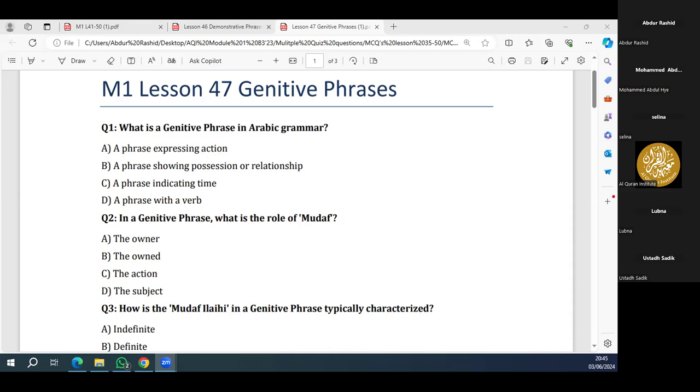In a genitive phrase, what is the role of mudaf? Is it A, the owner? B, the owned? C, the action? Or D, the subject? Remember the phrase mudaf, mudaf ilayhi. So is it the owner or the owned? Thank you, Sister Nurjan, for labeling the question.